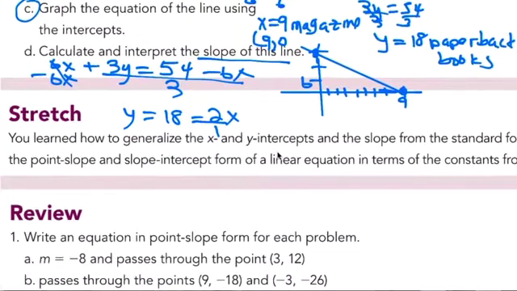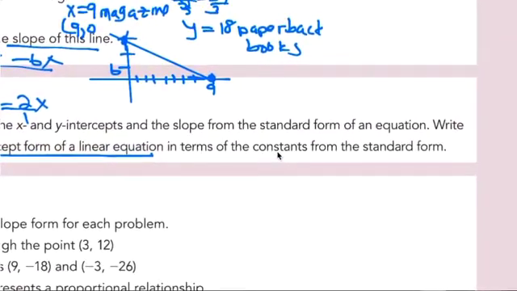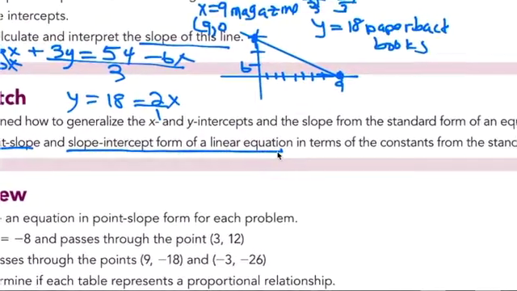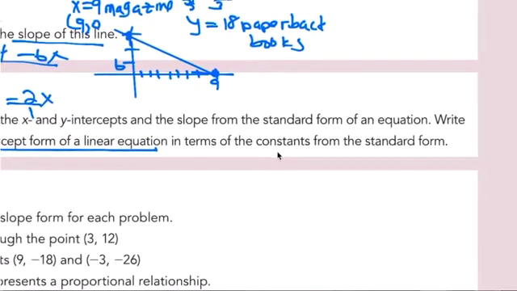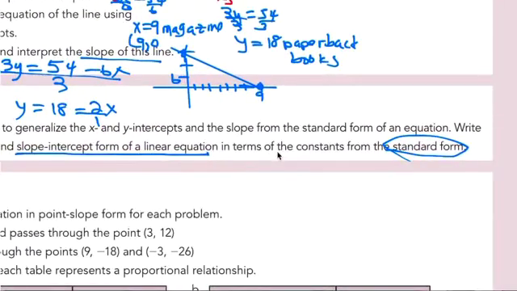Write point slope and slope intercept form of a line equation in terms of the constant from the standard form. I'll let you do this. Write an equation in standard form, any equation. Make sure yours is different than mine.